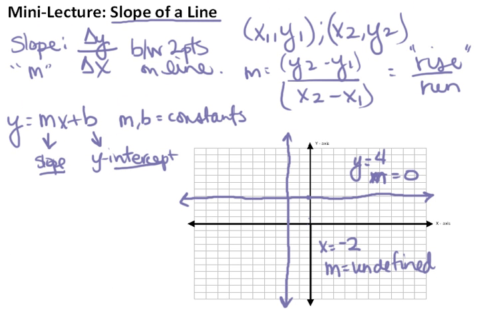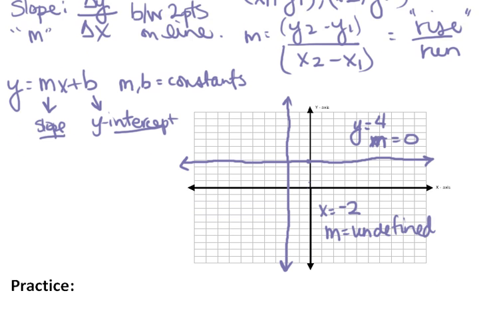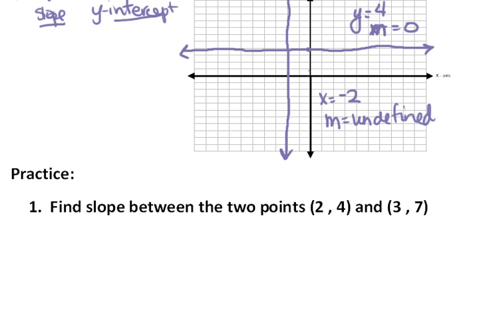So this is the definition of slope and ways you can find slope. Let's put it to practice. Here, number 1, we're given 2 points and we need to find the slope. So we can just put this into that one formula that I gave earlier. 7 minus 4 over 3 minus 2 is 3 over 1, and m is equal to 3.